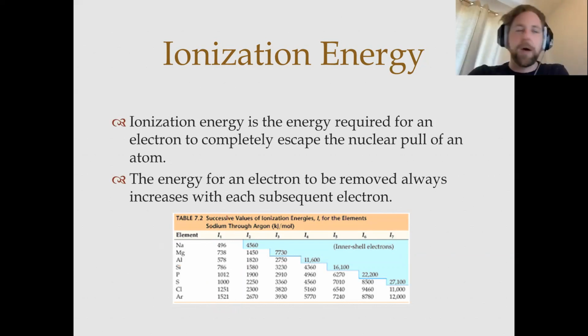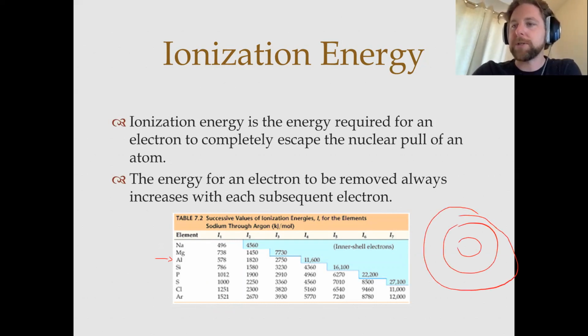So another pattern we can notice here is, let's focus on aluminum. Aluminum has 3 valence electrons. So we have first shell, second shell, and third shell.